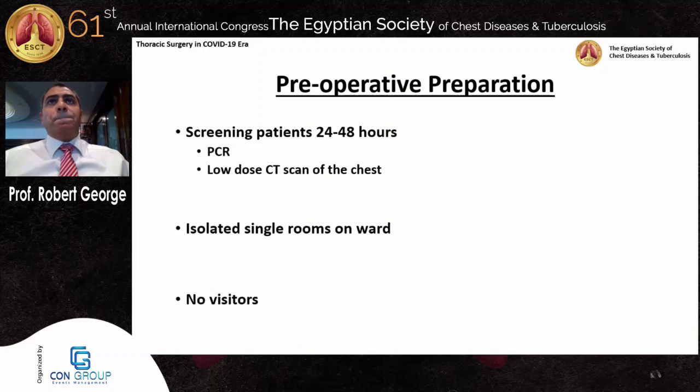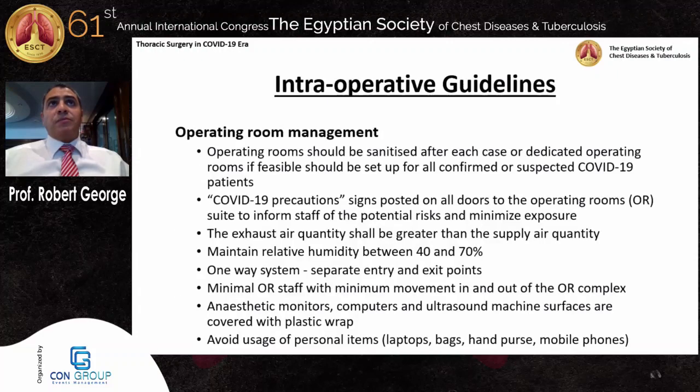So what do we do for patients who are undergoing thoracic surgery? We have different approaches. The first approach is the preoperative management. These patients, we screen them 24 to 48 hours before with a PCR and low-dose CT scan of the chest. We isolate them in a single room on the ward, and we do not allow any visitation, nothing at all, either preoperatively, perioperatively, or in the hospital.